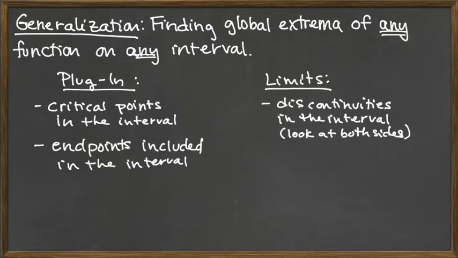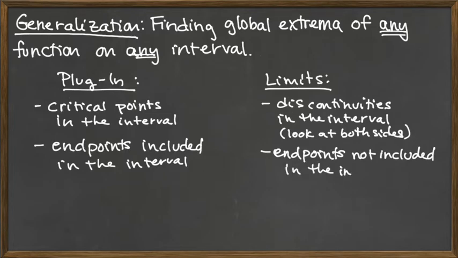And the other thing that we need to do is we need to look at endpoints that are not included. So endpoints not included in the interval. And for those endpoints, those would be the ones that would be coming with a parenthesis. They're endpoints that are missing. We're going to that but not hitting it completely. And so we've got endpoints that are not included in the interval. We need to make sure we look at it.